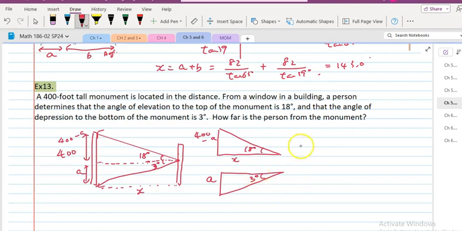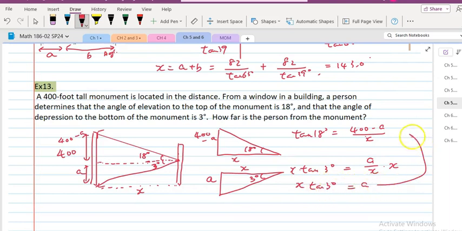So let's set up the sine, cosine or tangent. Relative to 18 degrees, this is O and this is A, right? So we would say tangent 18 degrees is equal to 400 minus A over X. And then the other one will be tangent 3 degrees is equal to A over X. So we have two equations. What we can do is multiply X on both sides and solve. So X tangent 3 degrees is A. And then what we can do is use this to plug into the first one.